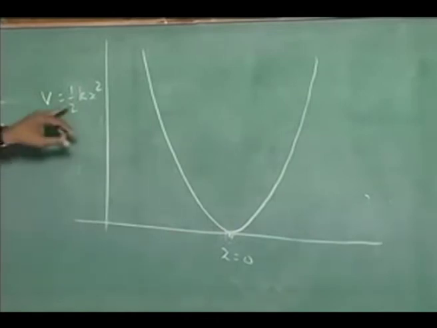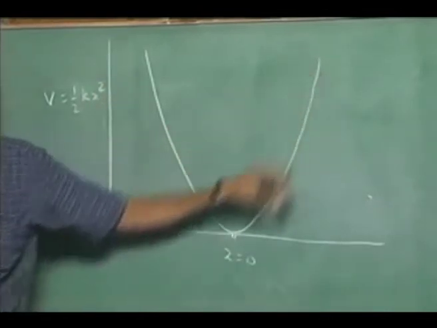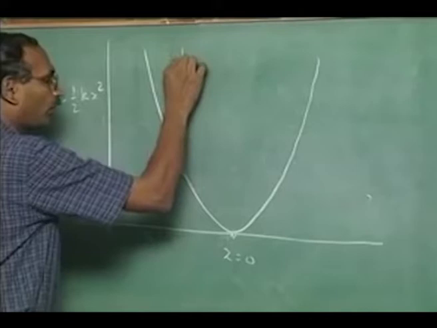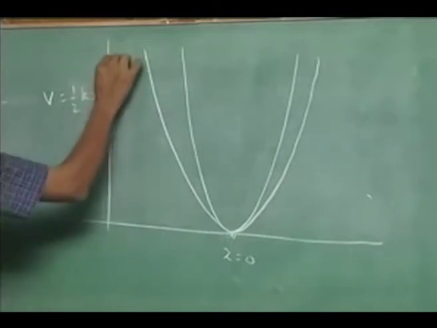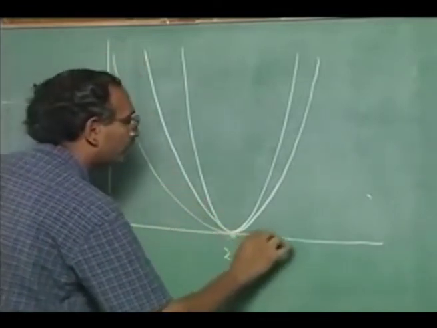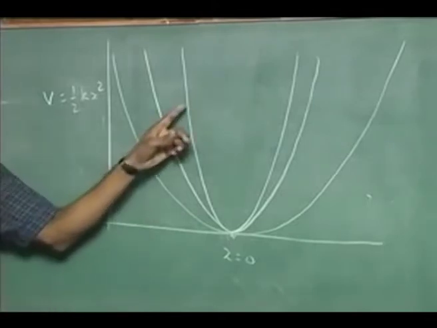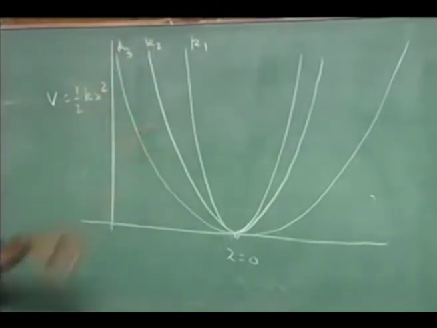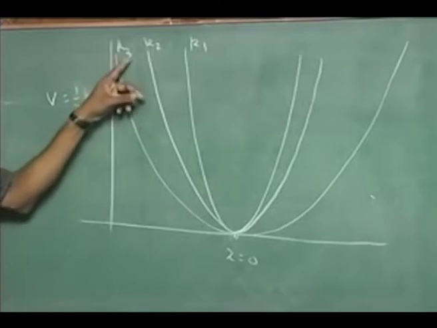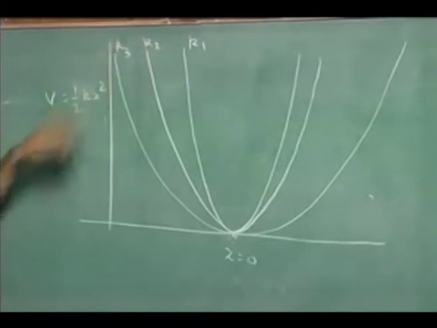Okay. Depending on the value of k, the parabola can be this way, or even this way, or like that, depending on various values of k. And I will leave it to you to decide whether k1, k2, k3 each represent one of these graphs, whether k3 is greater than k2 greater than k1, or whether k1 is greater than k2 greater than k3. It is for you as an exercise.